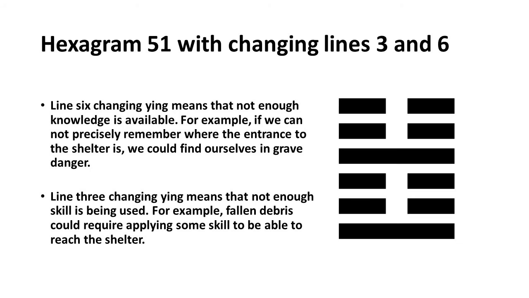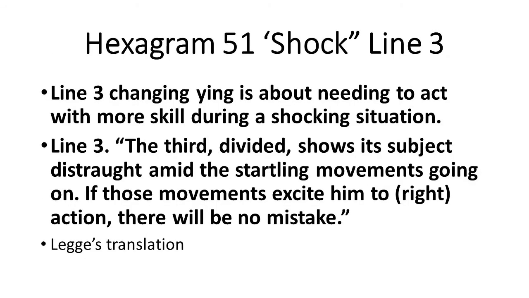So line 3 being the line of skill means we don't have enough skill, or we're not using enough skill at the moment. And line 6 being the line of knowledge means we don't have at the moment the necessary knowledge. We need to increase our knowledge. Now let's see what the old I Ching book has to say about Hexagram 51, line 3 changing. We're using the Legge translation. And line 3 changing yin is about needing to act with more skill during a shocking situation.